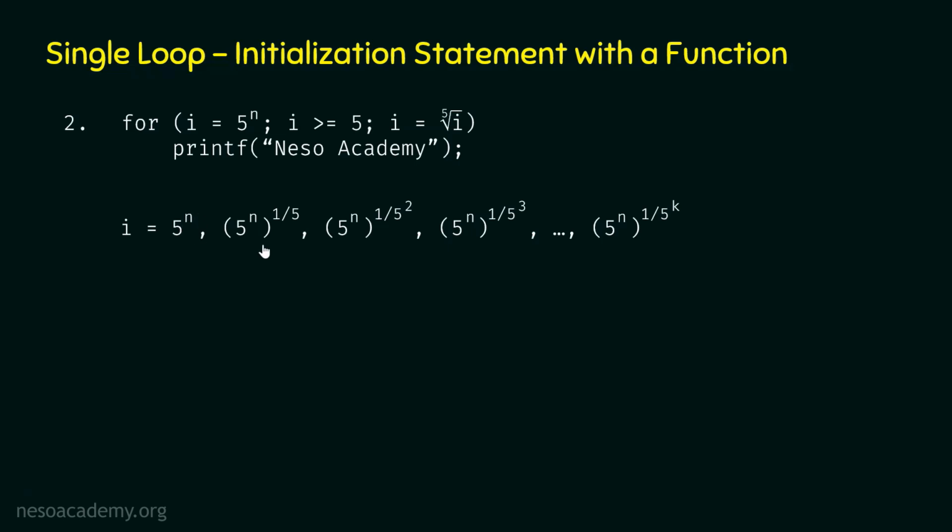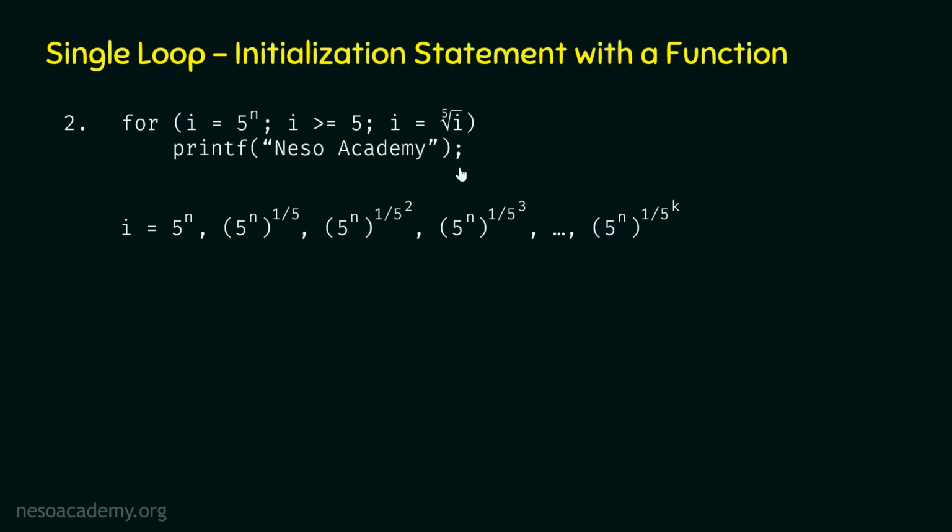In the second iteration, we can observe the power of 1 by 5 is 1. In the third iteration, the power of 1 by 5 is 2. In the fourth iteration, the power of 1 by 5 is 3. So one thing is clear, that the power of 1 by 5 depends upon the iteration number, and it is always 1 less than the iteration number. Here the power of 1 by 5 is k, so the iteration number must be k plus 1. So clearly, this loop will run k plus 1 times, and hence this statement will also run k plus 1 times.